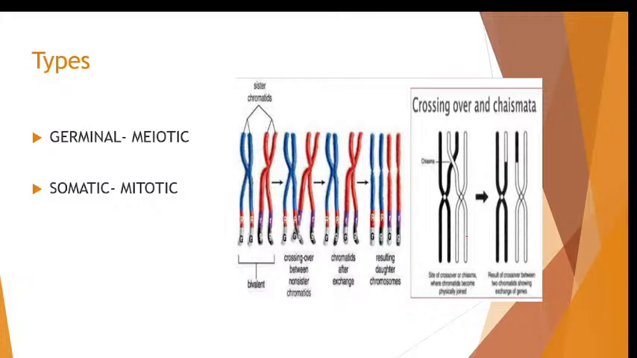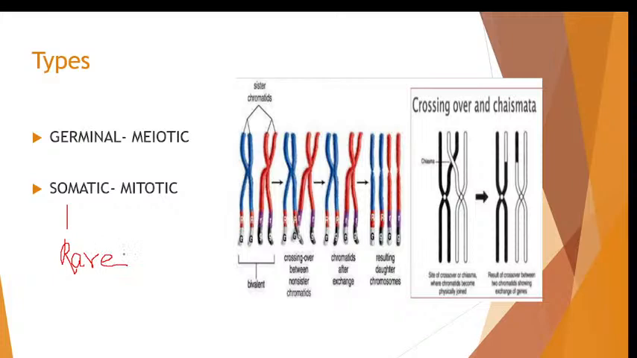Then 2. Somatic crossing over or mitotic crossing over. Why? In somatic cells only mitotic division or multiplication division takes place. There is no reduction in the chromosome number in somatic cells. So the somatic or mitotic crossing over takes place in the non-reproductive cells, and it is very rare compared to the germinal crossing over.